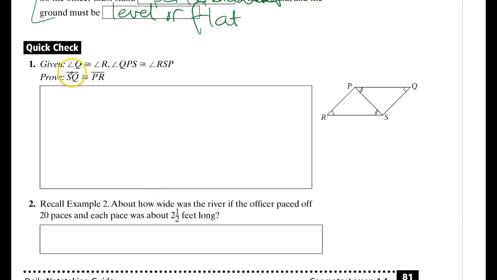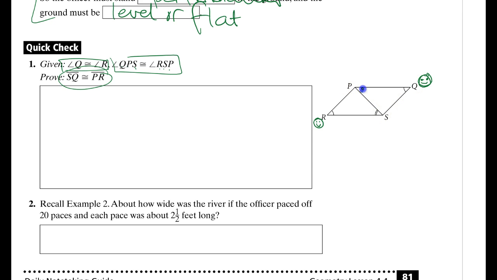So let's do a proof. We are given some information. Oh, look, two angles are what we're given, and we have to prove that one of these sets of sides is congruent. So let's label this a little bit. Q and R are congruent. So I'm going to use smiley faces where Q and R are. So smiley faces are corresponding parts. Then we have this other angle QPS congruent to RSP.